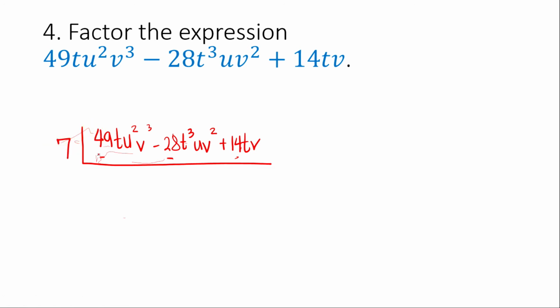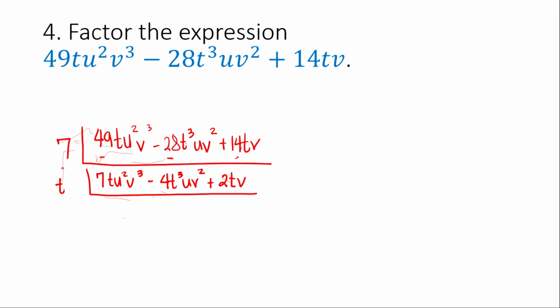Divide each term by that 7, so we have 7 tu squared v cubed minus 28 divided by 7 is 4. And then 14 divided by 7 is 2. Okay? So we have 7, 4, and 2. No other common factor except for 1. Focus na tayo sa variables. Check kung lahat ay may variable t. Yes. And then ano yung may pinakamababang exponent? T to the first power.